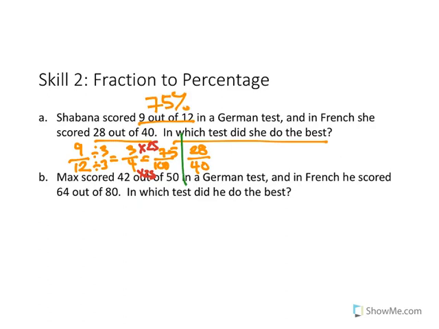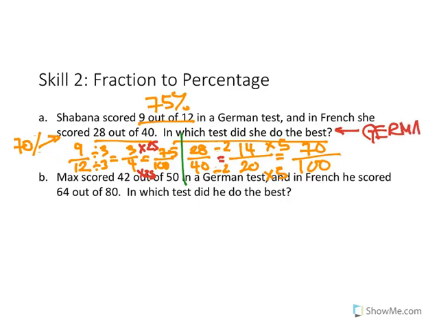Now on the second test, she scored 28 out of 40. So we have to first probably simplify this, dividing it by 2, so we can get a denominator of 20. That means 28 divided by 2 gives you 14. Now we can turn this out of 100 simply by multiplying by 5. So 14 times 5 will make 70. So on her French test, she earned 70%. So which test did she do best on? She did best on her German test because she scored 75%. Her French test, she scored 70%.